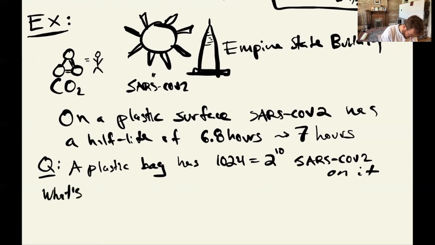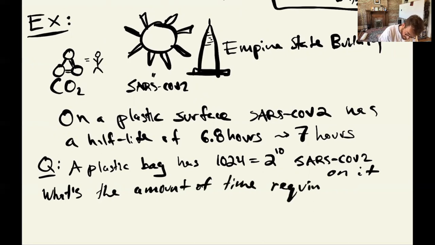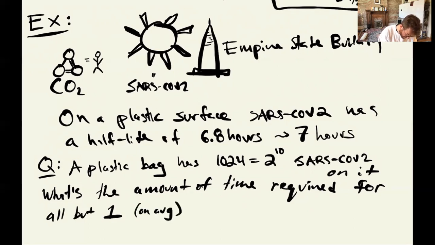What's the amount of time required for all but one coronavirus to basically break apart and dissolve and no longer be infectious? For this, again, on average, all but one coronavirus to decay.